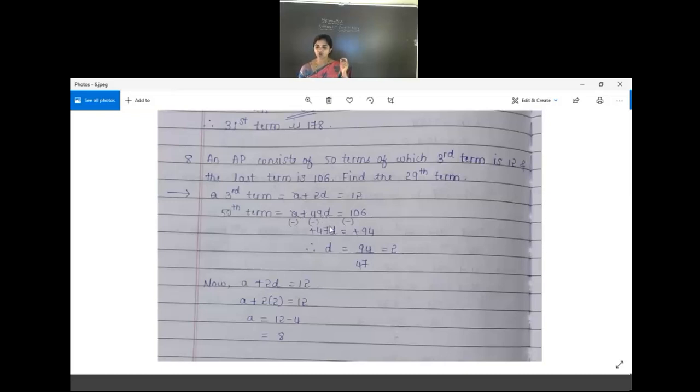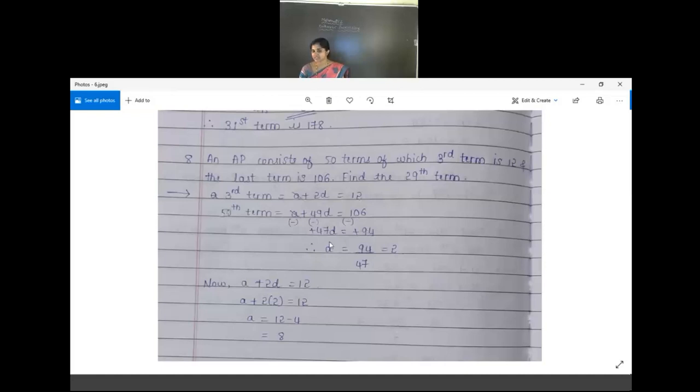Again, we have to solve equations 1 and 2 by the same method. So, change the sign first. Sign change rule we have to apply. Minus, minus, minus. Then plus A minus A get cancelled. Plus 2D minus 49D, so what is that? Minus 47D. Then plus 12 minus 106, that is minus 94.